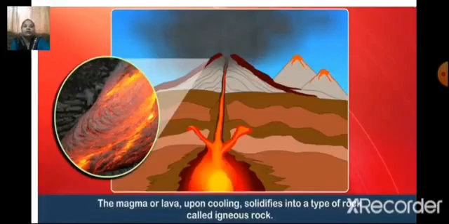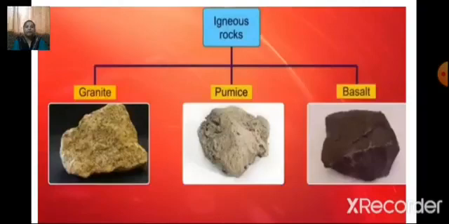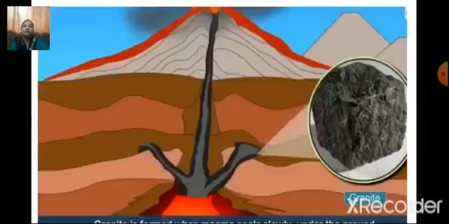Now we are going to discuss types of igneous rocks. There are 4 types of igneous rocks: granite, basalt, pumice and obsidian. We are going to discuss in detail about these rocks now. Granite is formed when magma cools slowly under the surface of the earth. Granite is a very hard rock. It is made up of large grains. It is made up of minerals called quartz, mica and feldspar.